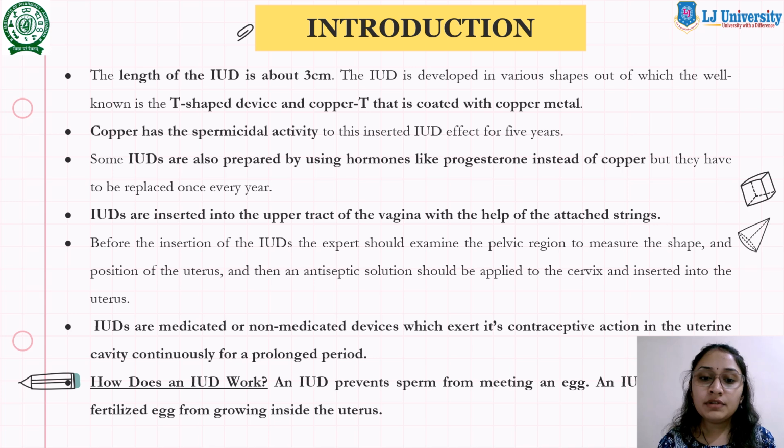So this is all about the intrauterine device, and the basic mechanism, which I have already explained, is that it will prevent the entry of sperm into the uterus, or we can say it will prevent the sperm from meeting an egg. You only have to remember that the intrauterine device will prevent the process of fertilization in women. Okay.